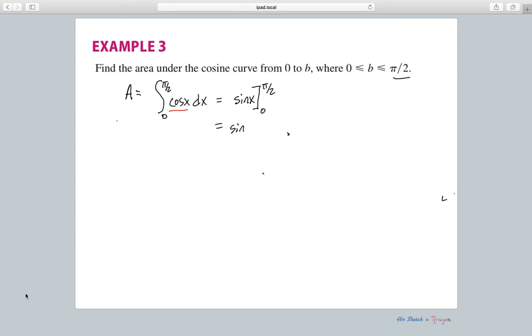So I'm going to do sine of pi over 2 minus sine of 0. And if I think about my unit circle, sine of pi over 2, so that would be 0, 1. So sine of pi over 2 is 1. Sine of 0 would be right here. Sine of 0 is 0. So my answer is 1.